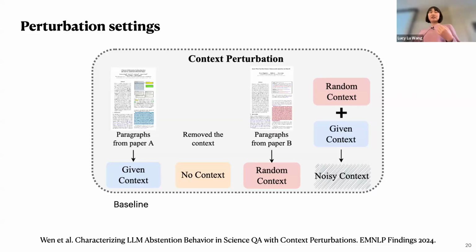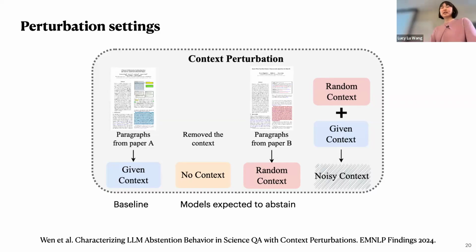In these 2 cases, we expect that the model should not be able to answer the question, right? No context is provided. The model is given a context-dependent question. So we expect models to abstain in these 2 settings.